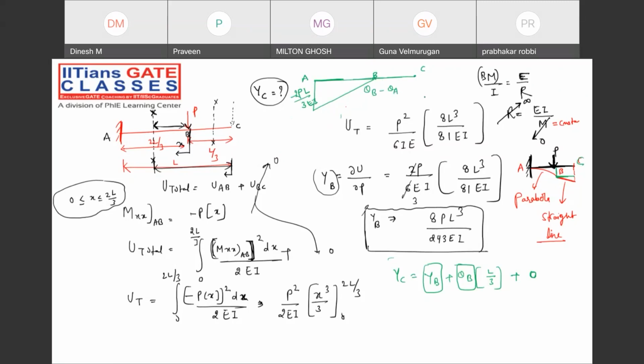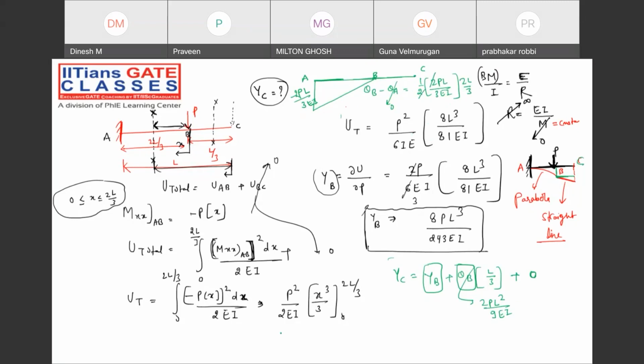Theta B will be just the area of the bending moment diagram. If you find it out, that will be sufficient to calculate theta B. Half of base into height, and the distance from B to A will be 2L by 3. Then what is the total formula for theta B? 2 and 2 will cancel out. 2PL square divided by 9EI. That will be the answer for theta B.